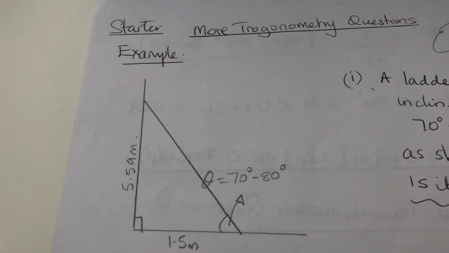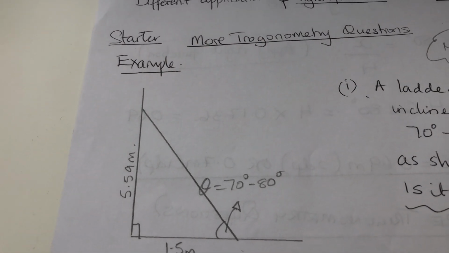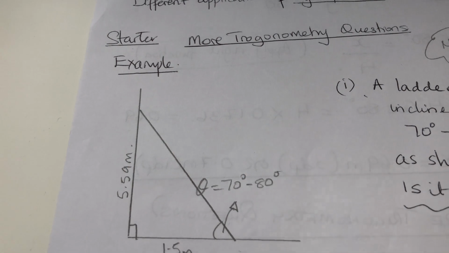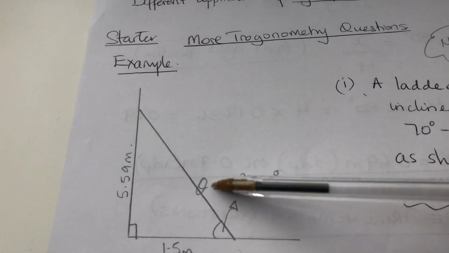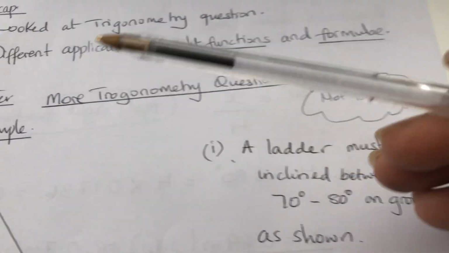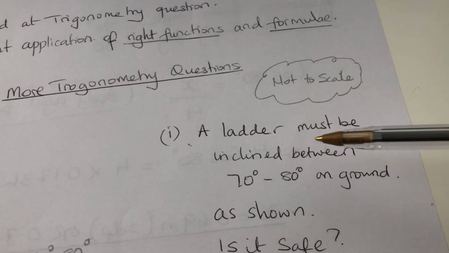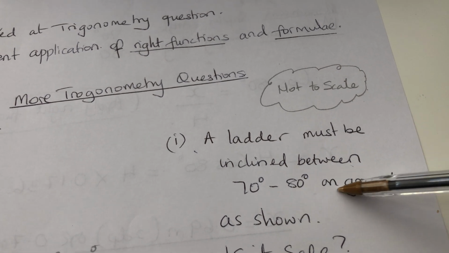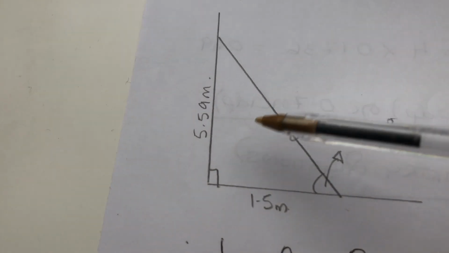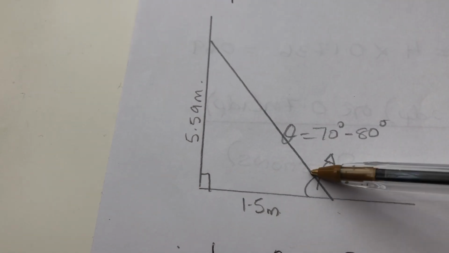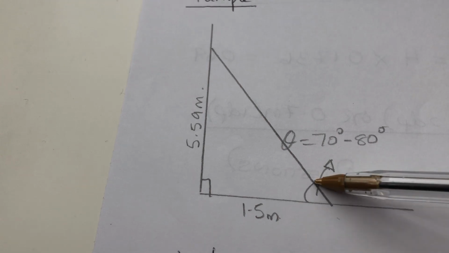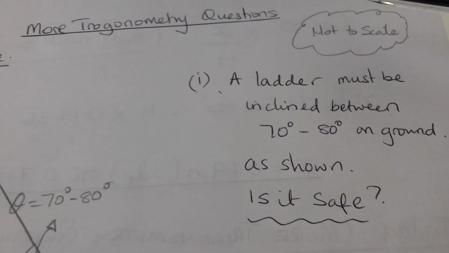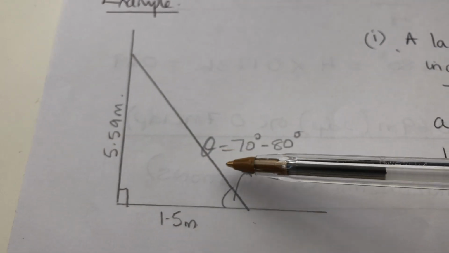So here is the first diagram. It's a ladder and a wall. So that is your ladder there, and that is the wall. A ladder must be inclined between 70 to 80 degrees on the ground. So that is your ground. This angle should be between 70 to 80 degrees as shown.